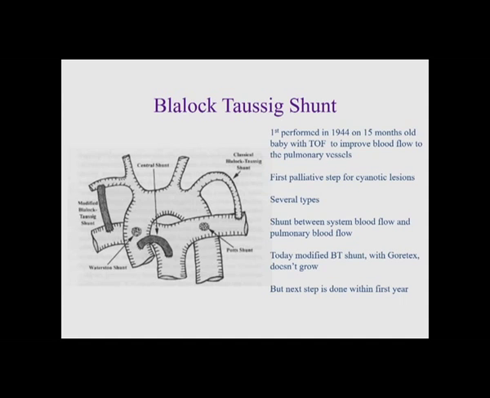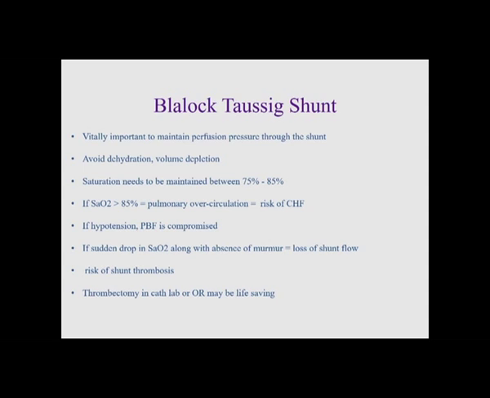These children are dependent on very good flow, on very good volume. If your child is hypovolemic, the shunt can clot, and that's basically a disaster. It can really be death on the table. You want to keep the saturation between 75 and 85. Everything over 85 means your pulmonary vascular resistance is going to decrease, and you will have pulmonary overcirculation with the risk of congestive heart failure.